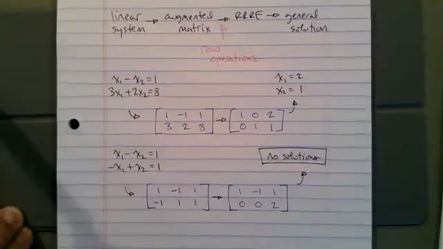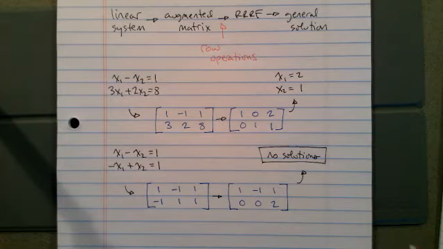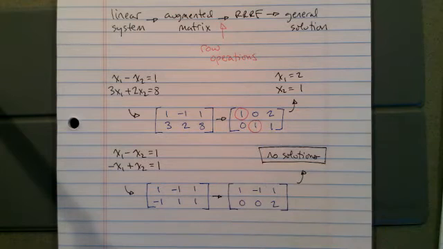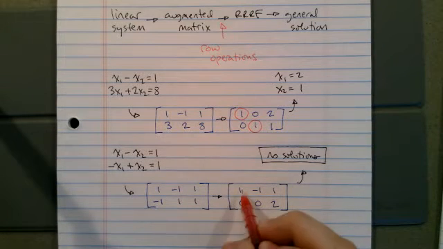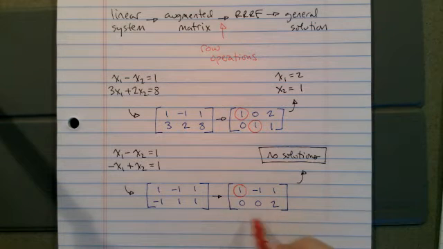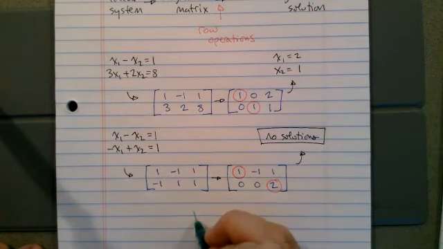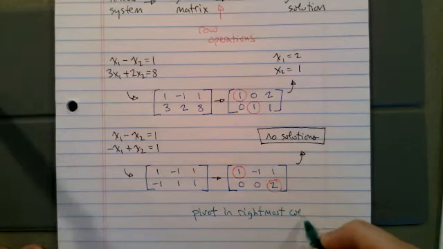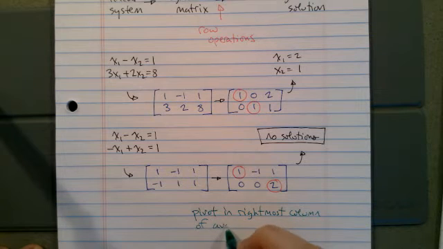In the previous case, we had a pivot in the first row, first column, and the second row, second column. But in the second example, we had a pivot in the first row, first column, and then the next pivot was in the second row, third column. So if there's a pivot in the rightmost column of the augmented matrix, that tells us that there are no solutions.